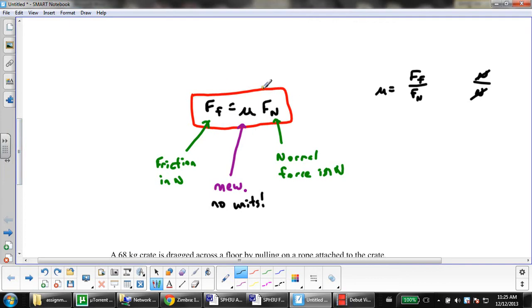Notice in here, there's no surface area, right? Surface area does not matter. It's only about what the surfaces in contact are and how hard the two objects are being pushed against each other.